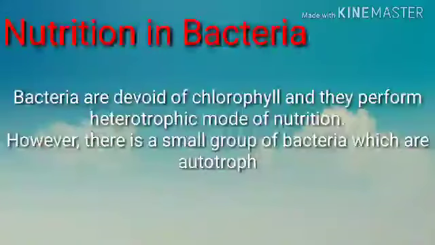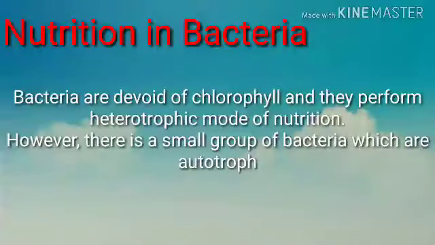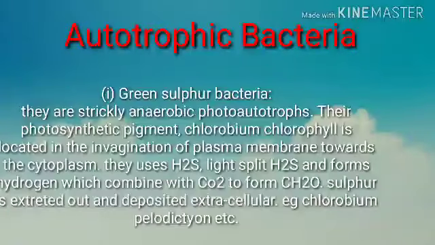Bacterial nutrition. Bacteria are devoid of chlorophyll and they perform heterotrophic mode of nutrition. However, there is a small group of bacteria which are autotrophic in nature. That means they manufacture their own food. They don't depend on other organisms for survival but manufacture their own food through photosynthesis and also chemosynthesis.